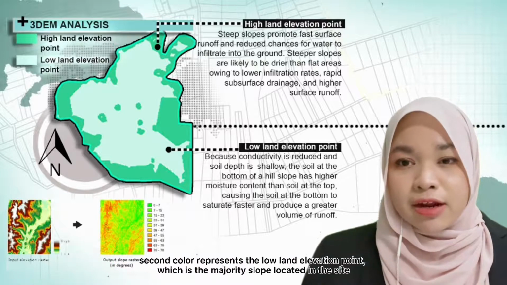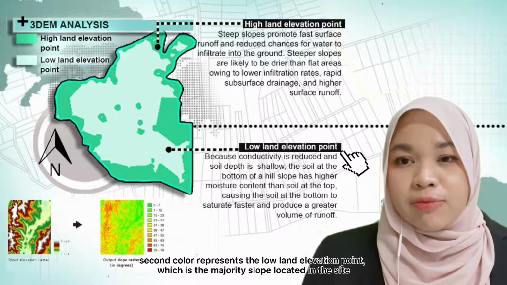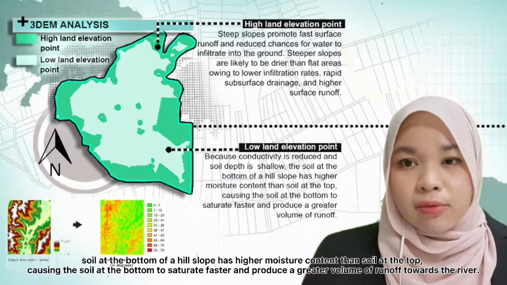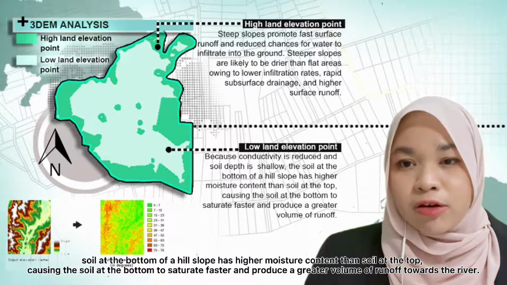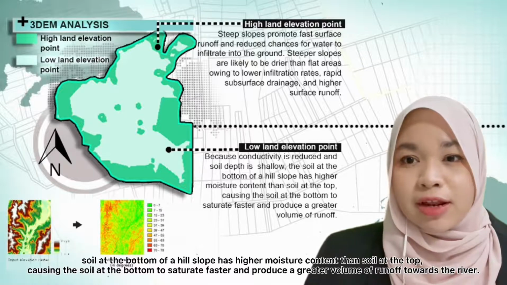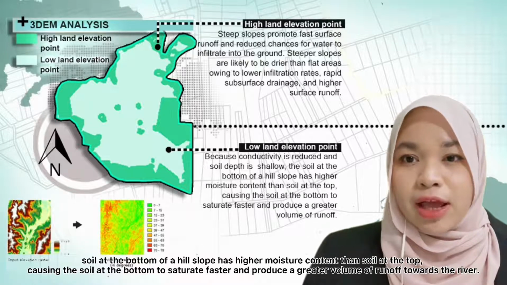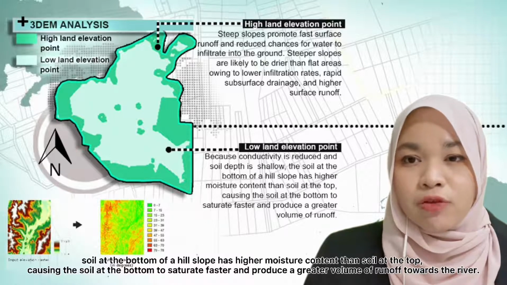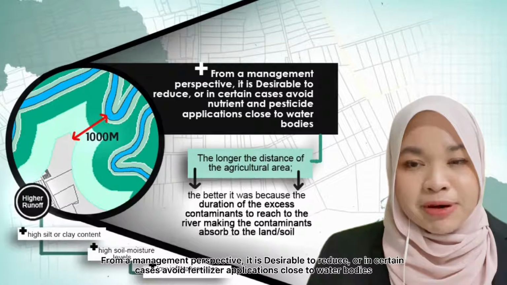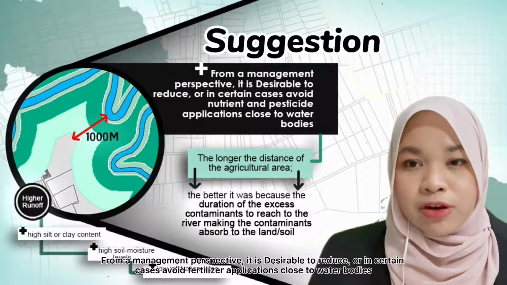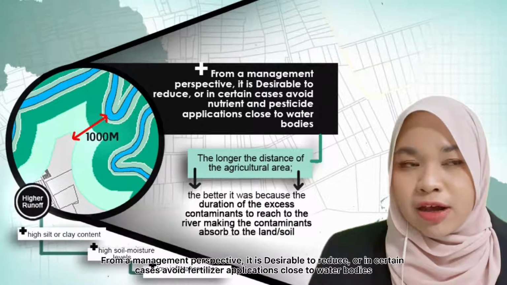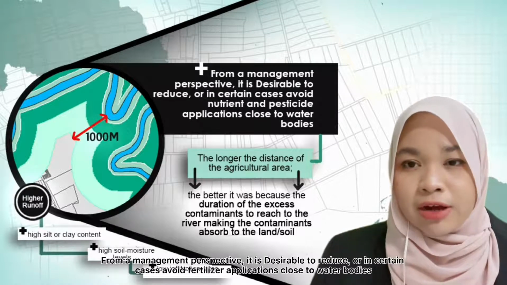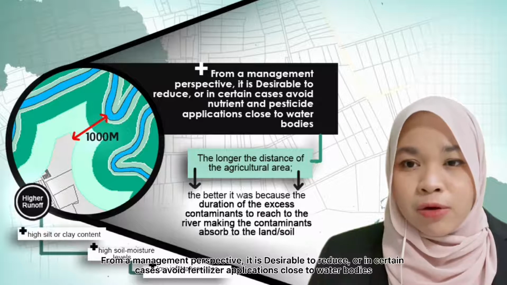And the second color, the low land elevation points, represents a minority on my side. Soil at the top of the hill has a higher moisture content than soil at the bottom, causing the soil at the bottom to saturate faster and produce a greater volume of runoff toward the river. From a management practice, it is desirable to reduce or, in other cases, avoid the use of fertilizer application close to water body areas, as it will encourage more pollution to the river.